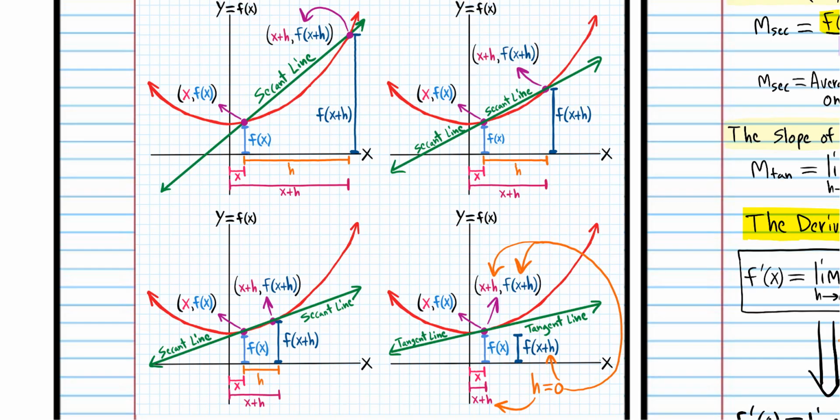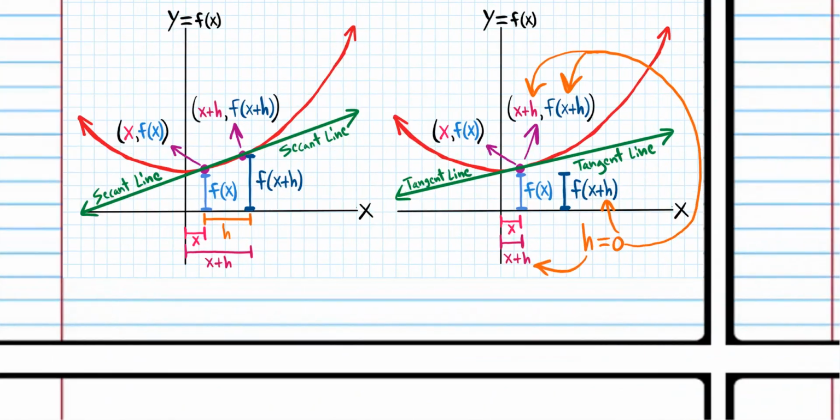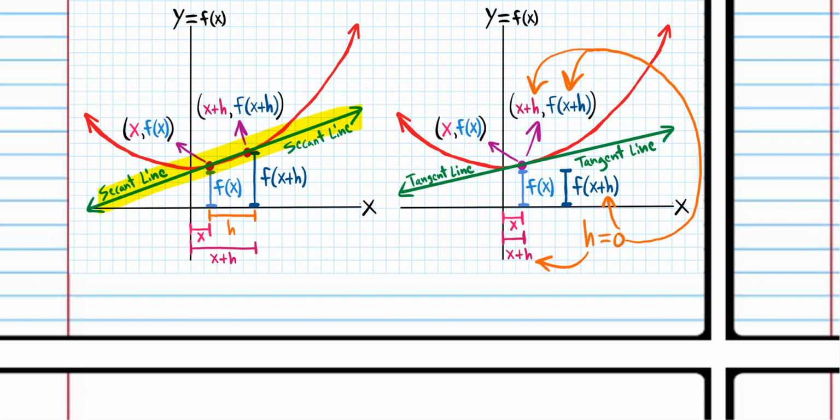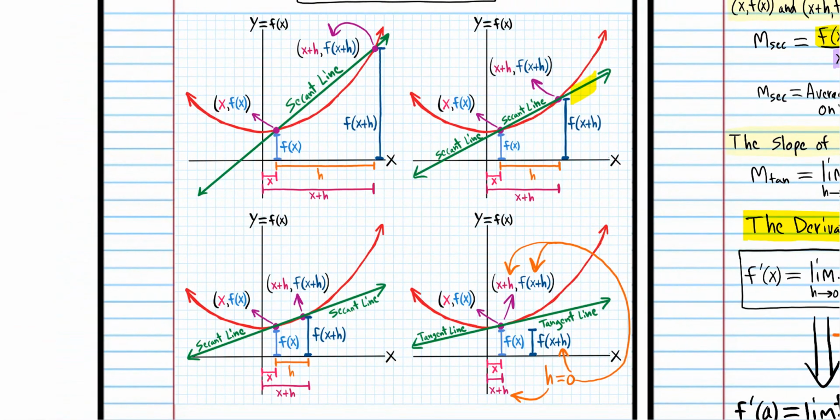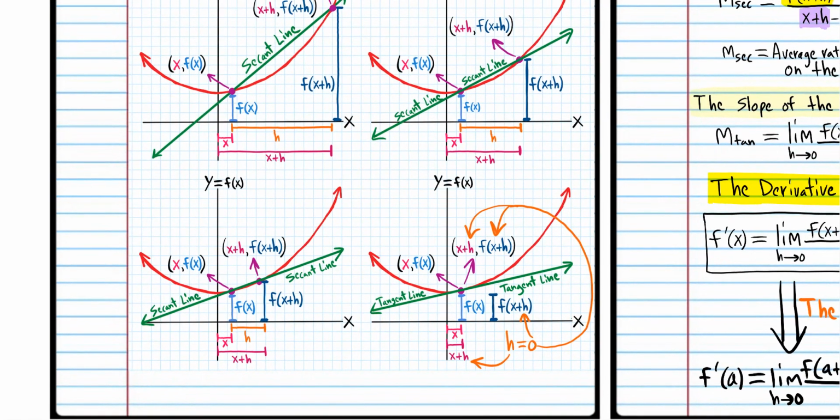And when h equals 0, these secant lines are then going to become the tangent line, the line that is tangent to the graph at this point here. Now, the slope of these secant lines, like I said, is the average rate of change of the function between those 2 points. But the slope of the tangent line is the instantaneous rate of change of the function at the point of tangency, which is this point here. And again, this is when h is equal to 0.